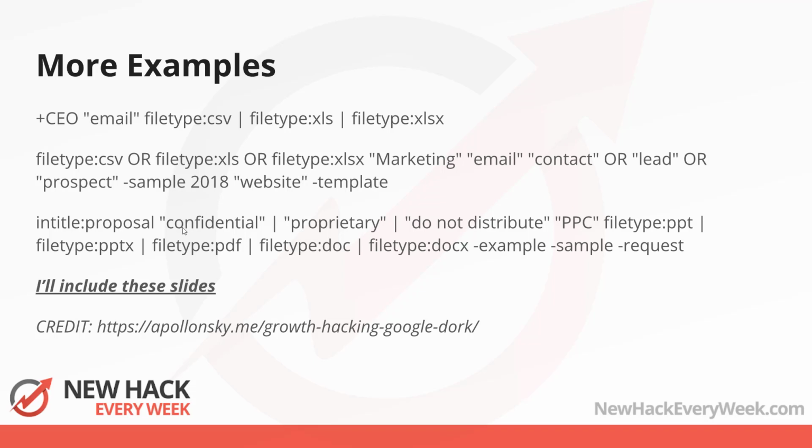But if I wanted to search for other people's proposals, so I can see what other people are doing in pay-per-click, what do their proposals look like? I'm going to be looking for, see this tall line, that means OR. So it's file types PowerPoint or PDF or doc. And it's got do not distribute, pay-per-click. It's confidential. We're searching for that kind of stuff. And in the title, it's got proposal.